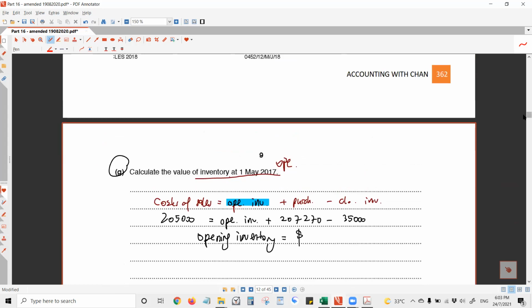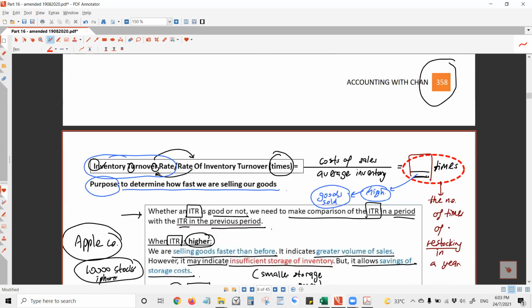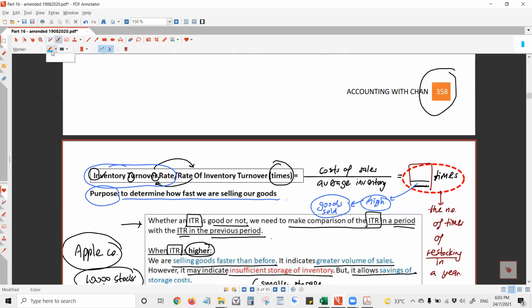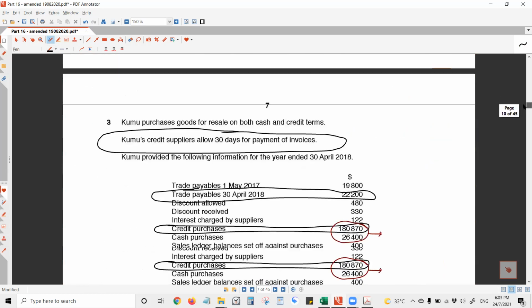Before that, have I told you what is average inventory? No, right? I left out that. You get back to the notes. This is the formula for inventory turnover rate. You know what is cost of sales, right? But average inventory, I've yet to tell you what it is. Average inventory is equal to opening inventory plus closing inventory divided by 2. This is average inventory. Okay, with this, you can calculate. Then you tell me your answer.